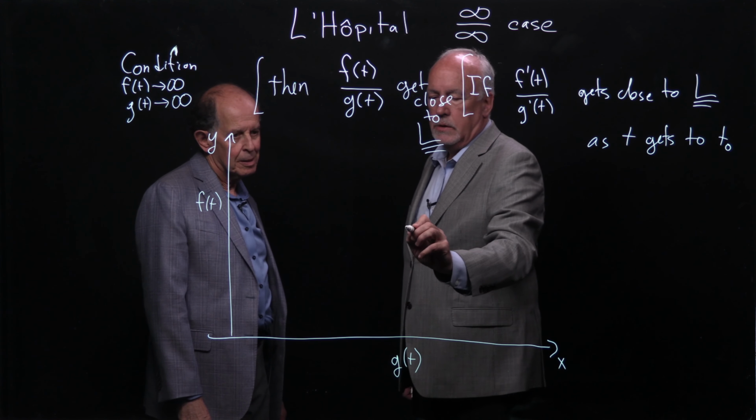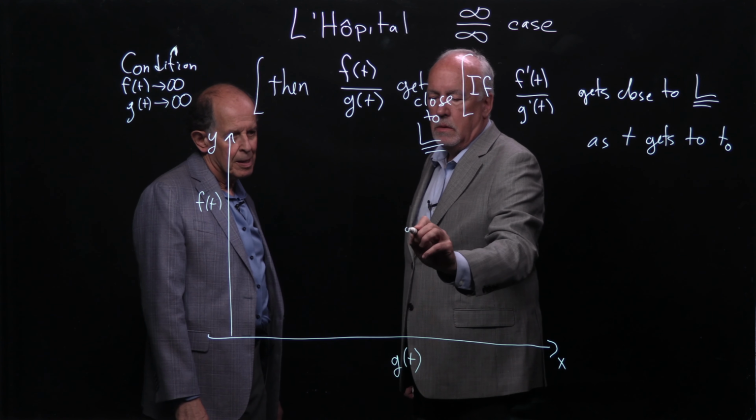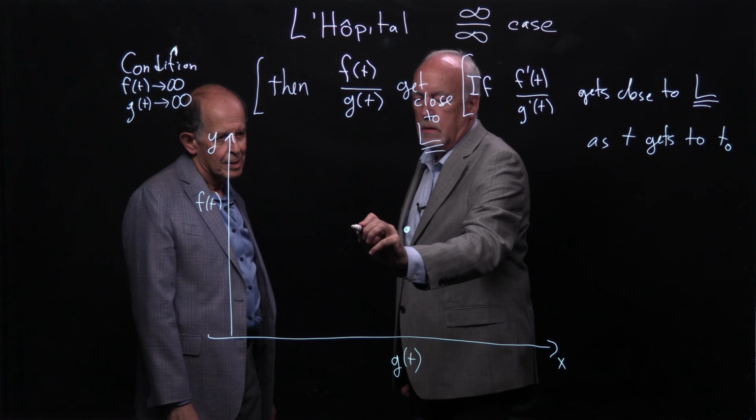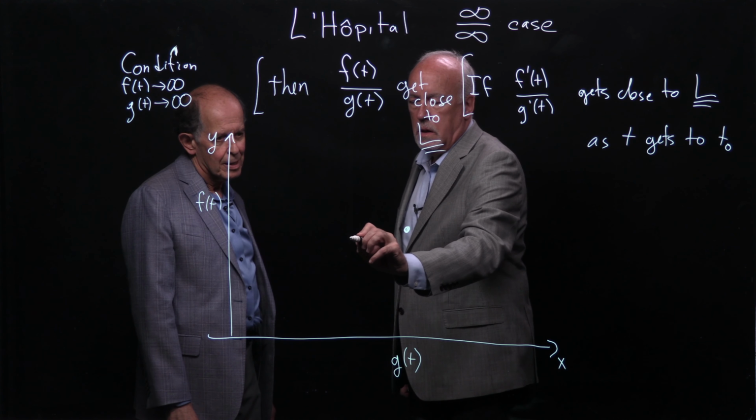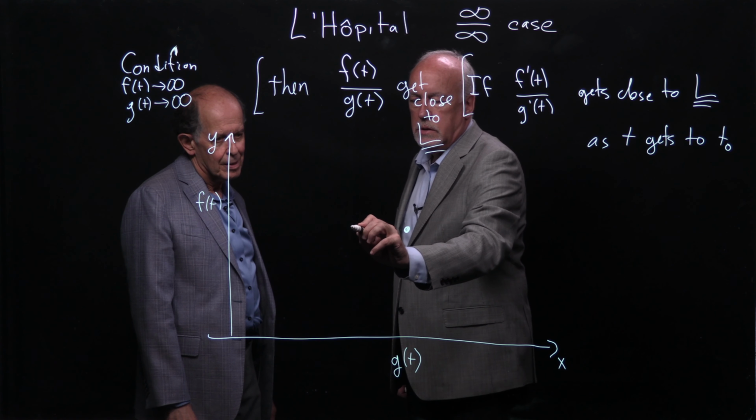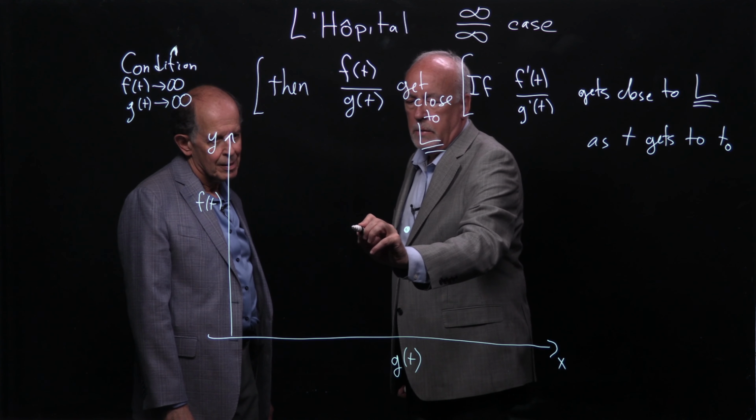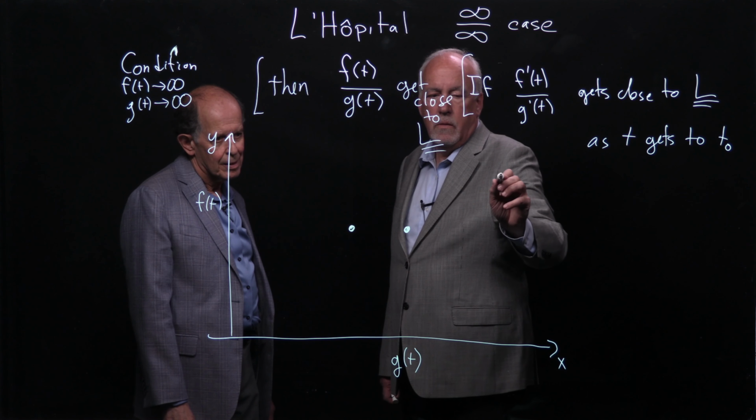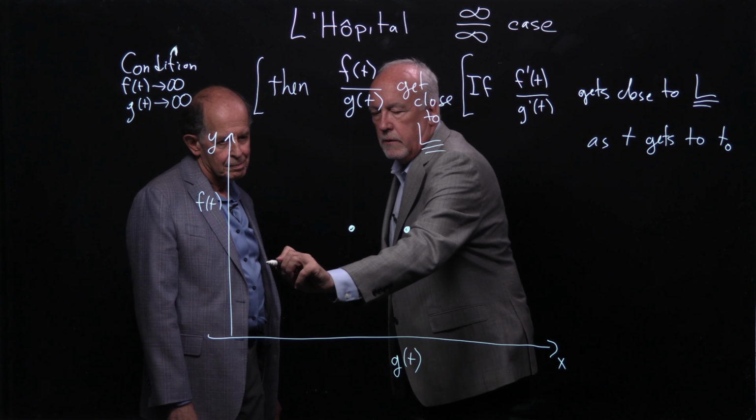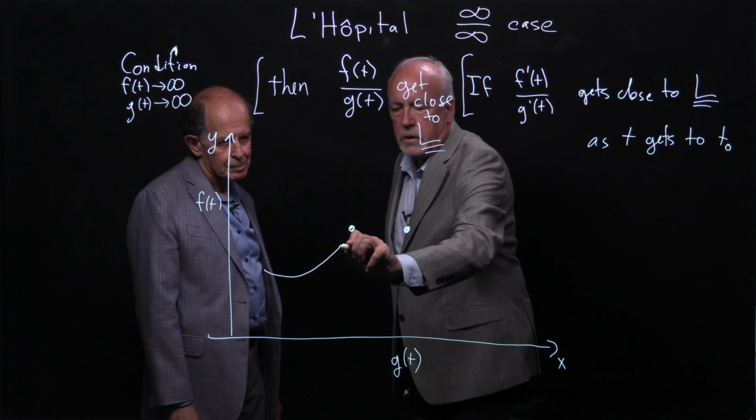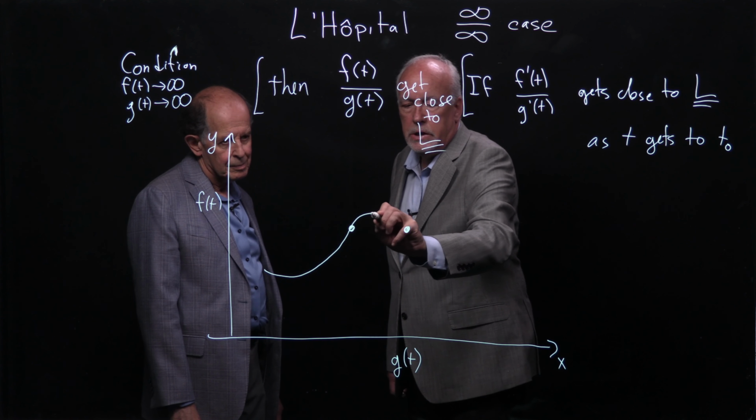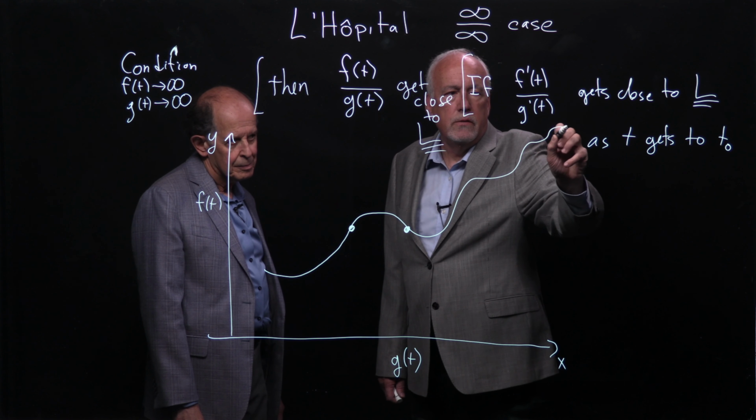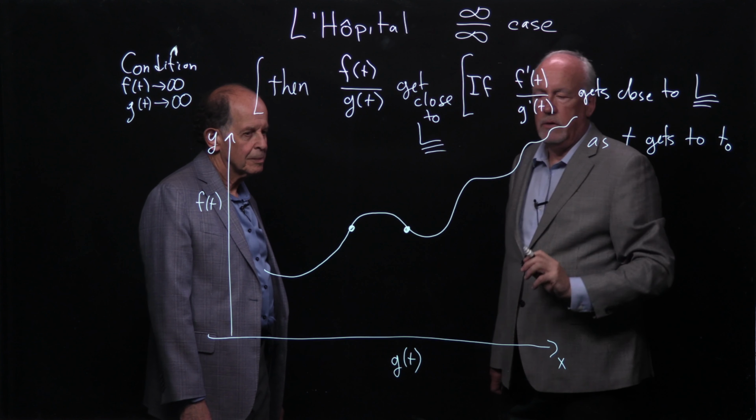Exactly. So let me now put a couple of points on here. Maybe I'll do this point here, and let's put a curve. So here I've got a curve, a function of g and f. And f and g go out to infinity. So you imagine this thing going out to infinity.